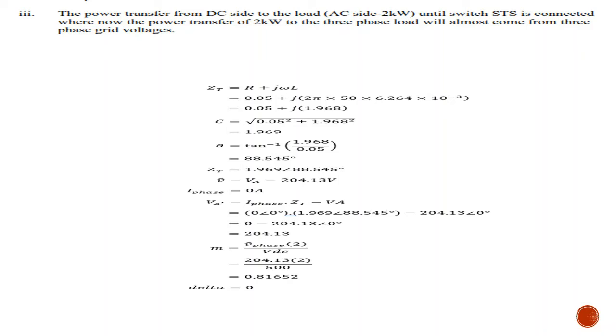So for the calculation part, the total impedance we obtain is 0.05 plus imaginary part 1.968. For the C value we obtain 1.969 and the theta we obtain is 88.545. So the V peak we obtain is 204.13 volts and the phase is equal to 0. So the VA prime we obtain is 204.13 and the M value we obtain is 0.81652 and the delta is 0.